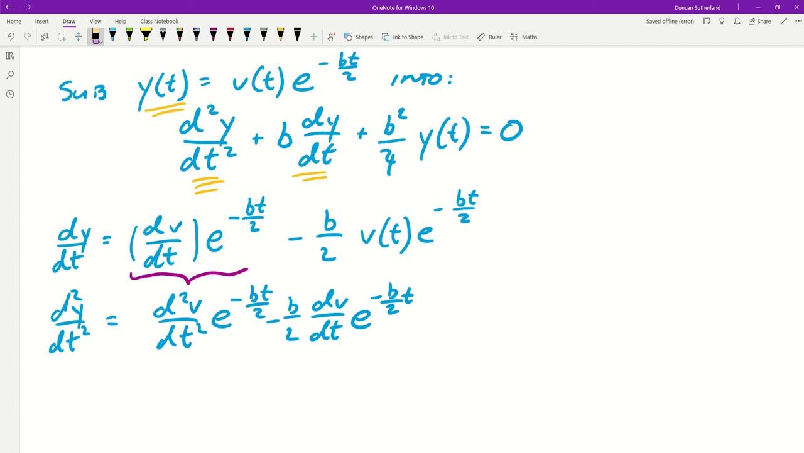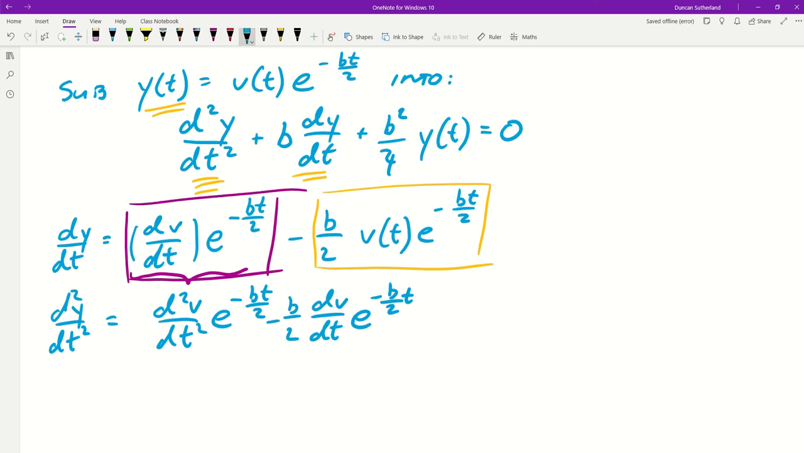I'm just going to clean this up a little bit so it doesn't get confusing. So that's where I've differentiated the v, and now I've got to differentiate the e. So when I differentiate the e for the second part of the product rule, I'm going to get another factor of minus b on 2. That's going to come down and multiply that one to give me a b squared on 4 and a plus sign, importantly.